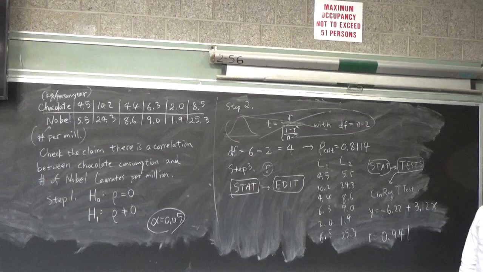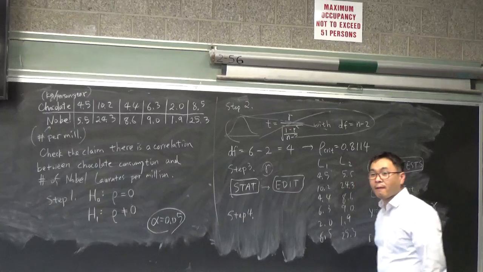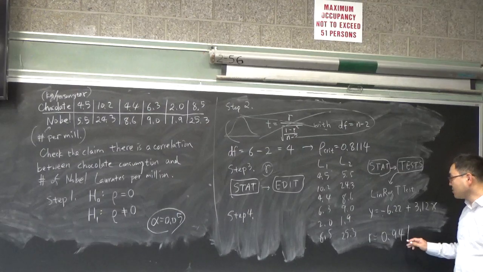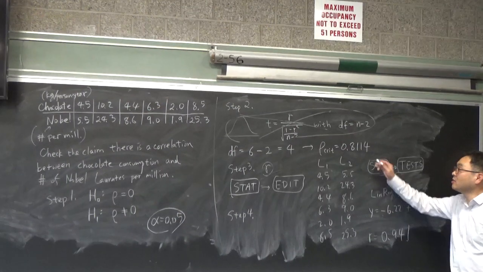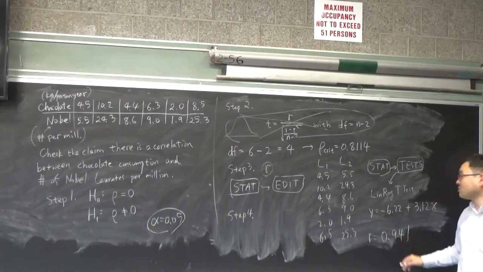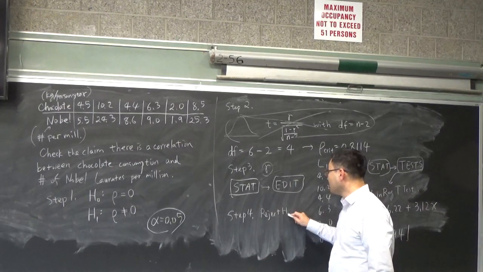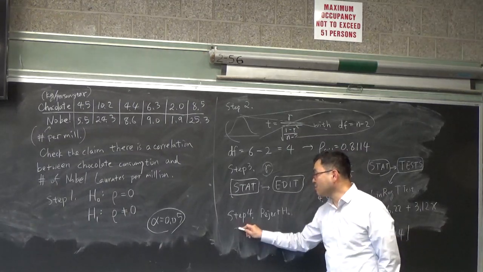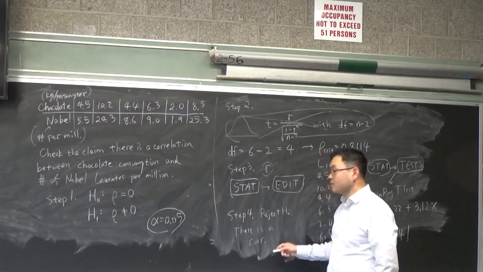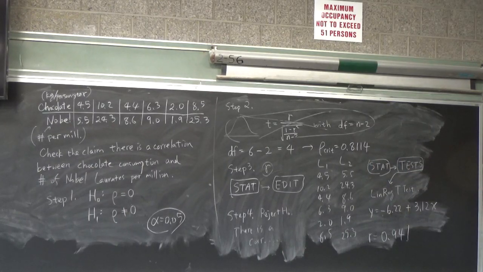Okay. And now, step 4. What's your conclusion? This is in the rejection region. Yes. So this has too much of a high correlation to say that there is no correlation. It's very close to 1, right? So since this is in the rejection region, we reject H0 and say that yes, there is a correlation between chocolate consumption and number of Nobel laureates. Okay?